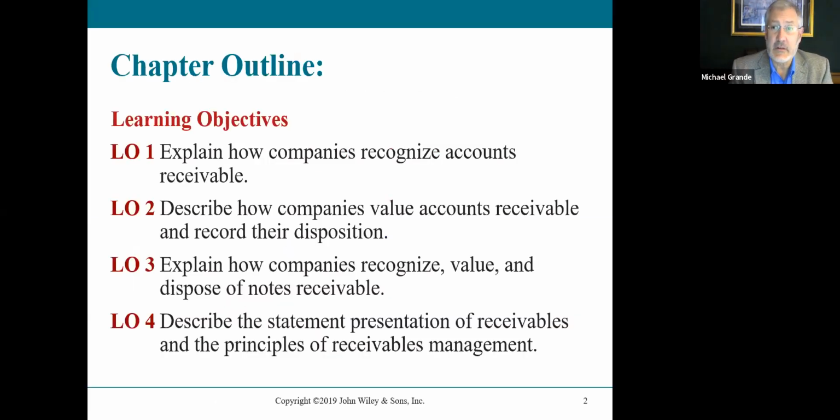Here are some of the learning objectives we talked about. Explain how companies recognize accounts receivable. Secondly, describe how companies value accounts receivable and record their disposition. Thirdly, explain how companies recognize, value, and dispose of notes receivable. And number four, describe the statement presentation of receivables and the principles of receivables management.